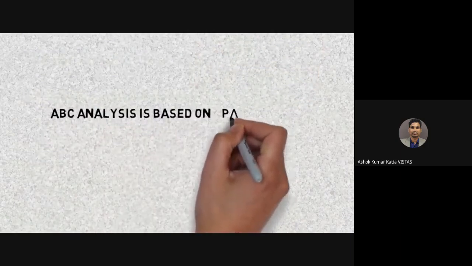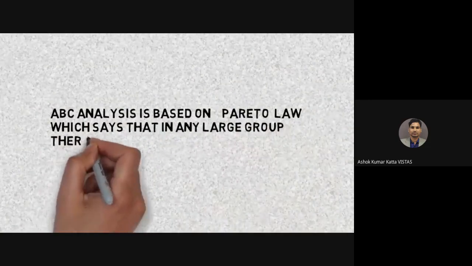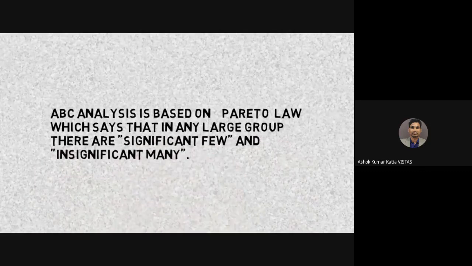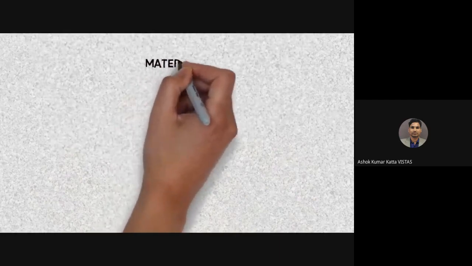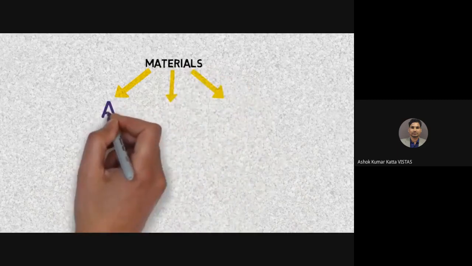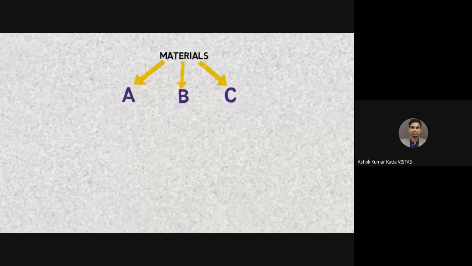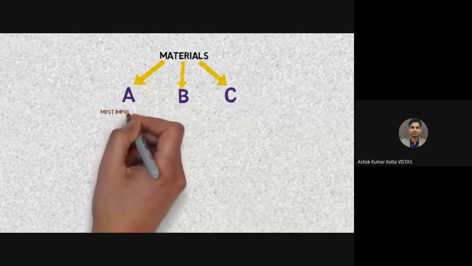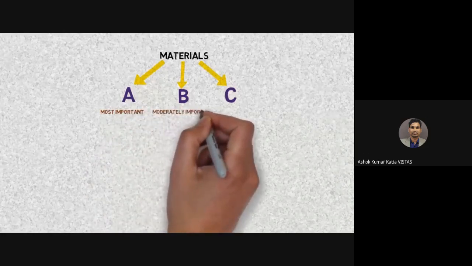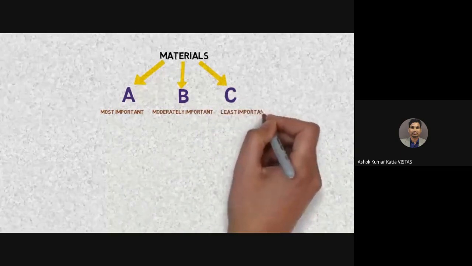ABC analysis is based on Pareto law, which says that in any large group there are a significant few and an insignificant many. In this, materials are classified into three categories: Category A, Category B, and Category C. Materials in Category A are most important, materials in Category B are moderately important, and materials in Category C are least important.